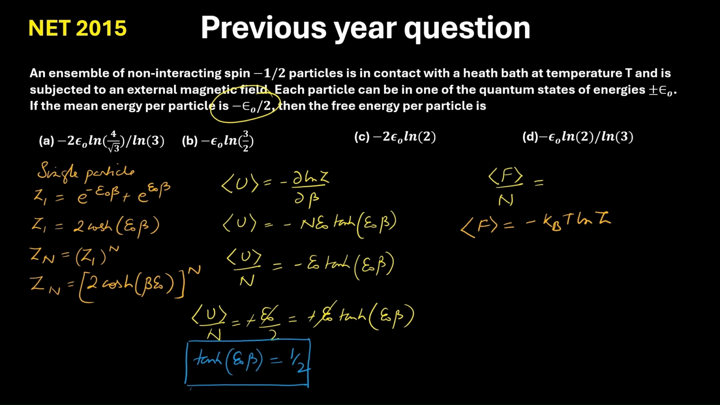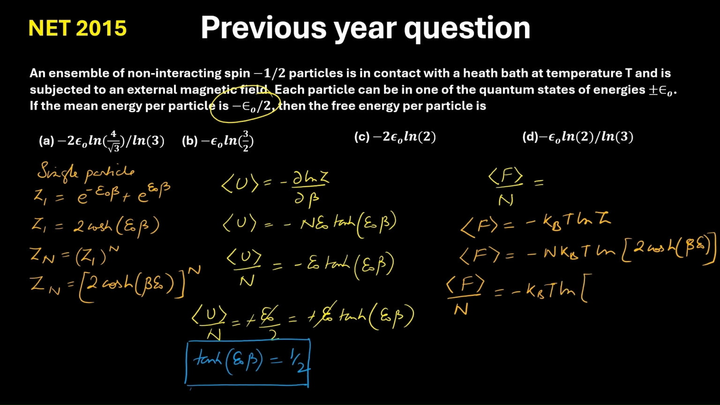So if I substitute the partition function expression, I will be getting minus N k_B T log of 2 cosh(beta epsilon naught). Yes. Now if I bring this N this side, it will be free energy per particle. It will be minus k_B T log of 2 cosh(beta epsilon naught).